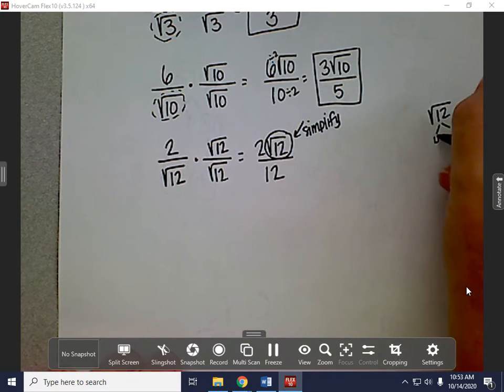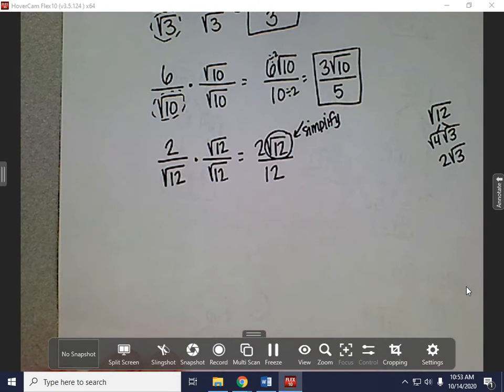12 is 4 times 3. And then when I simplified that, that would be 2 square root of 3. So we can see all that other stuff is still in play. If you have a radical that you can simplify, you need to do so.